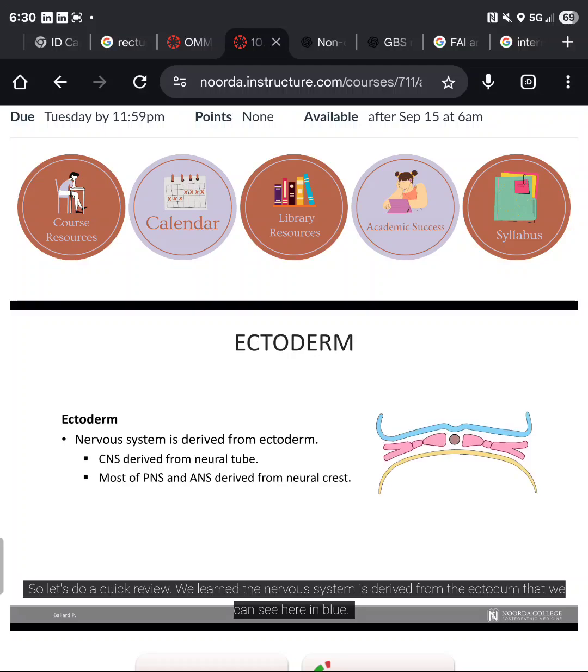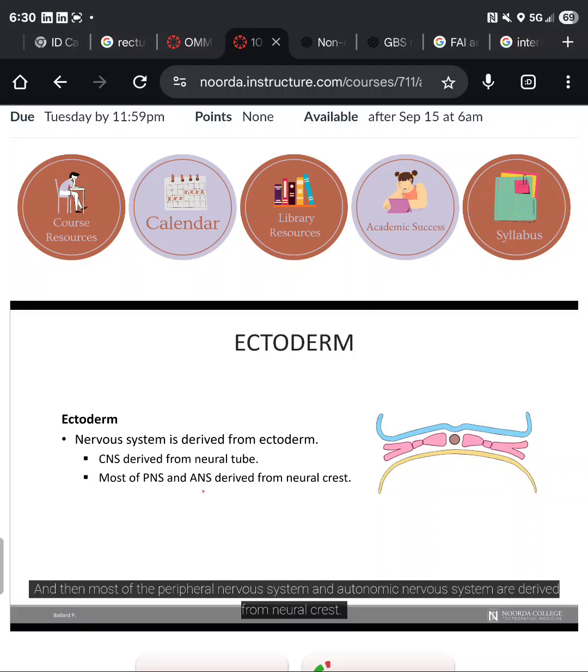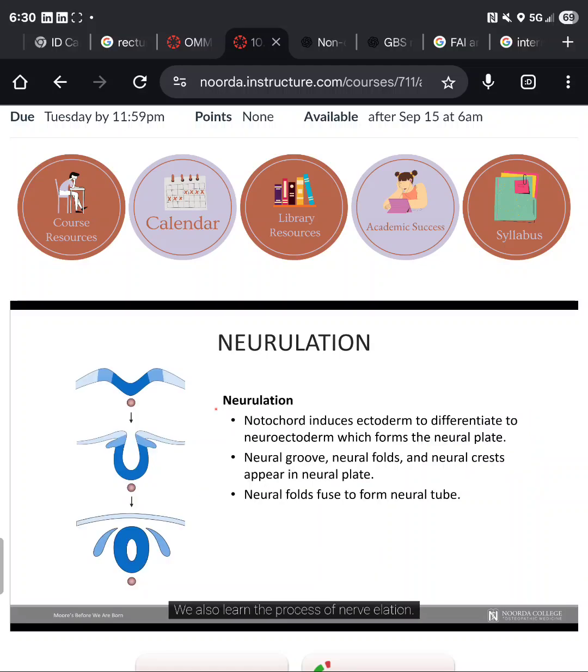So let's do a quick review. We learned the nervous system is derived from the ectoderm that we can see here in blue. And specifically, the central nervous system is derived from the neural tube. And then most of the peripheral nervous system and autonomic nervous system are derived from neural crest. We also learned the process of neurulation.